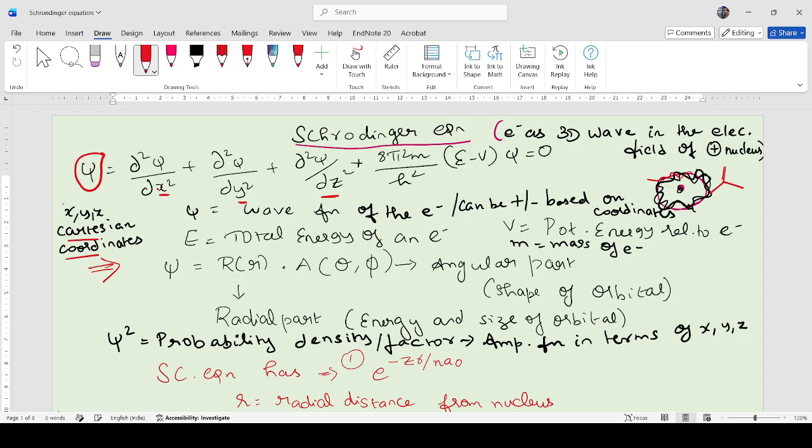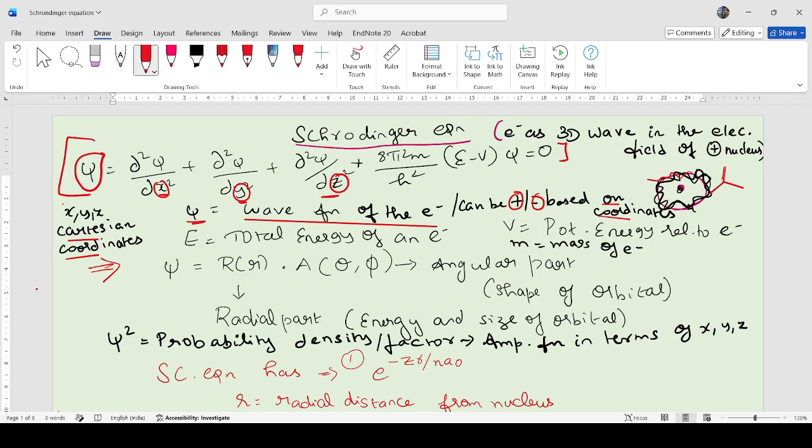That's the reason we are introducing x, y and z, with respect to x, with respect to y, with respect to z, plus 8 pi square m by h square into E minus V into psi is equal to 0. So this whole equation accounts for Schrodinger's equation here. Now psi corresponds to the wave function of the electron. This could be positive, this could be negative based on the coordinates.